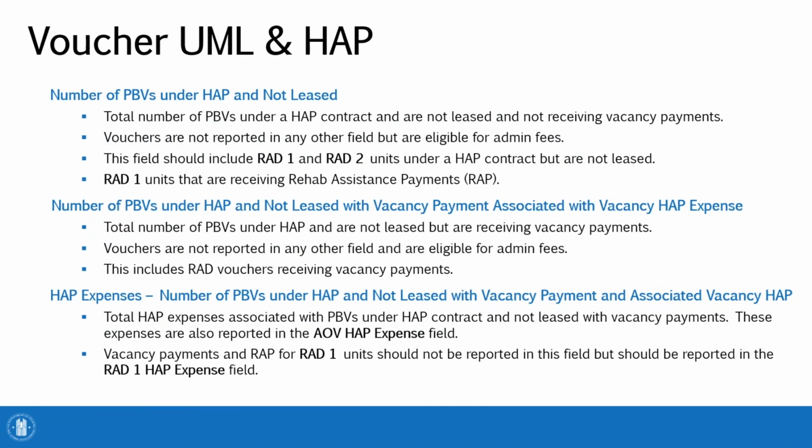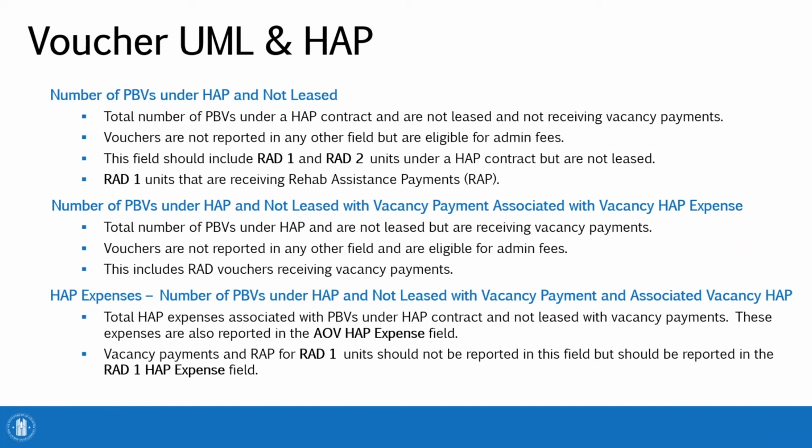Number of PBVs under HAP and not leased. This represents the total number of PBVs under a HAP contract and are not leased and not receiving vacancy payments. These vouchers are not reported in any other field but are eligible for admin fees. So it's important, if you have project-based vouchers that are vacant and they're not receiving vacancy payments, you report them here. That's how the authority will receive administrative fees. This field should include RAD 1 and RAD 2 under a HAP contract and not leased, and RAD 1 units that are receiving rehab assistance payments.